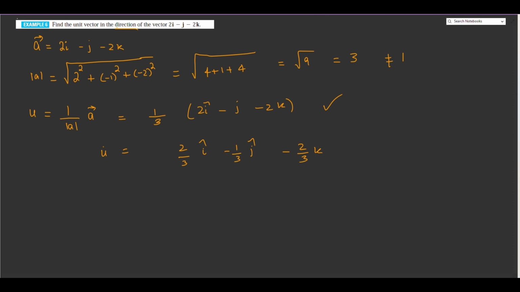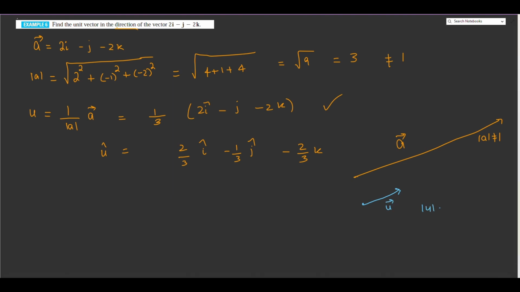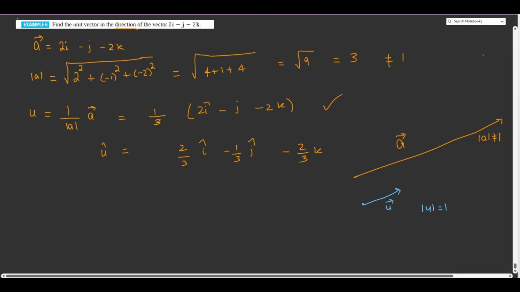So this is our unit vector. It is a unit vector in the direction of the vector a. Suppose that our vector a was this, and we know that its magnitude is not equal to 1. What we have done here is find a unit vector in the direction of a. So this is a unit vector, and the magnitude of this unit vector is equal to 1.